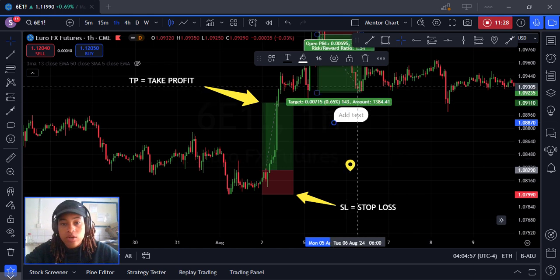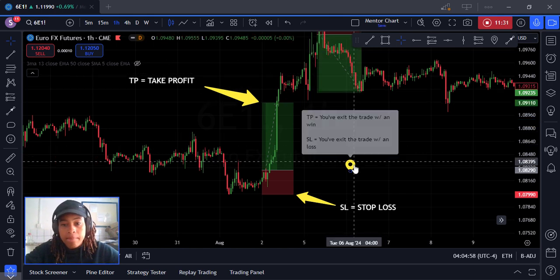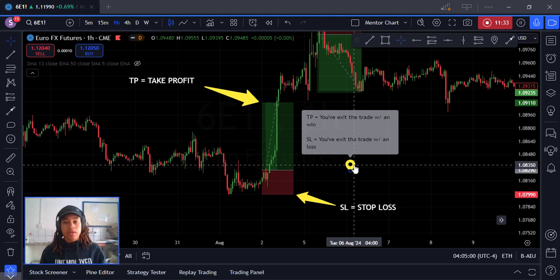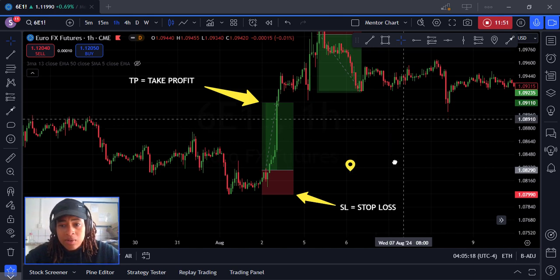Yeah, so basically I don't even have to type it out. Right here. So I'm gonna have that pause for a few seconds and write this down in your notes. So you've exited the trade with a win. Stop loss means you exit the trade with a loss. So when TP hit, you won. When SL stop loss hit, you lost. That don't mean quit. Keep going.